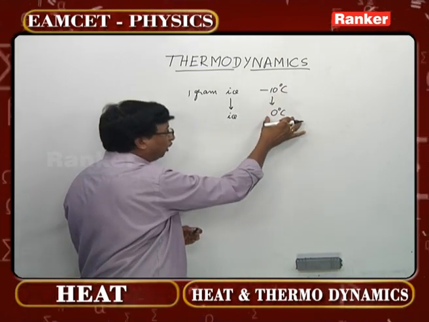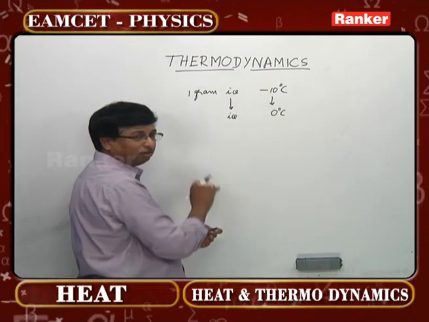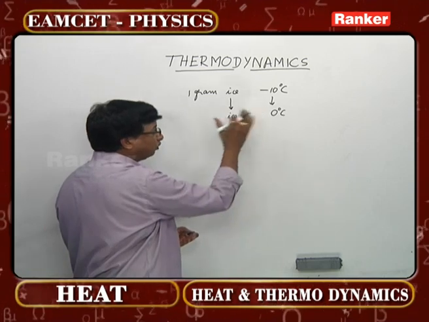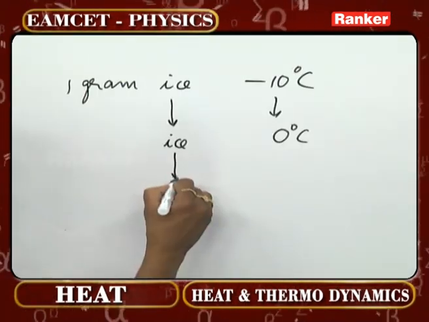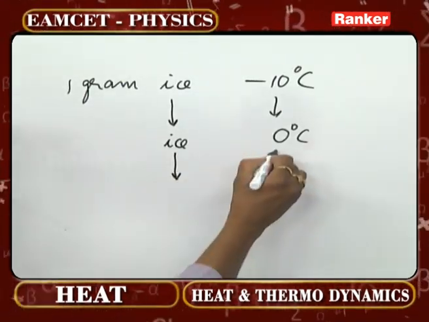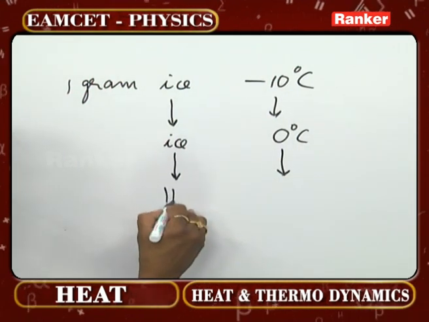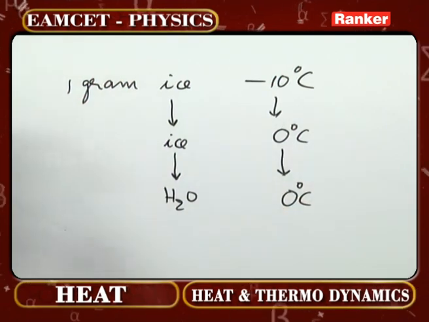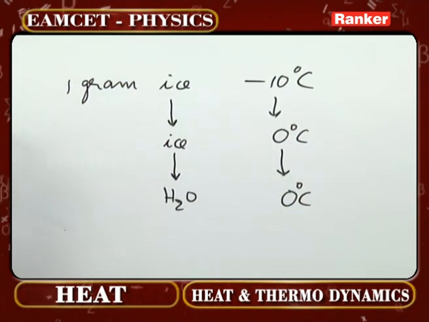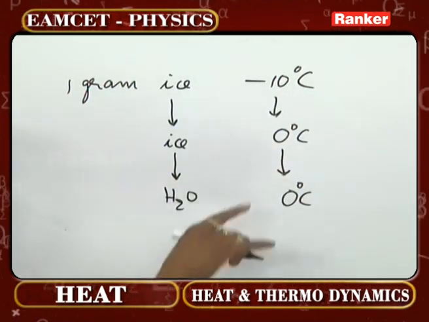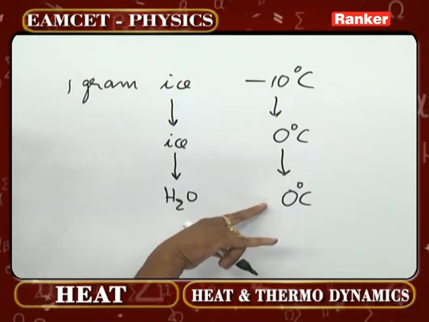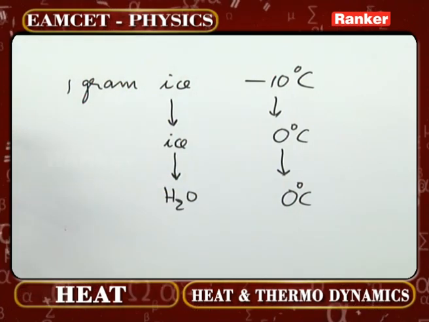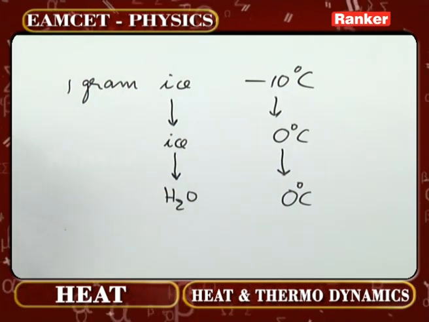Till it comes to 0, ice will be ice only. You know very well, ice will be formed at 0 degrees centigrade only. This is the first stage. When I still give heat energy to the system, ice now melts into water. But this melting of ice takes place at a constant temperature which is called the melting point of ice. What is that value? 0 degrees. So temperature will not change now, but the state of this ice will now be converted into water. That is the understanding.